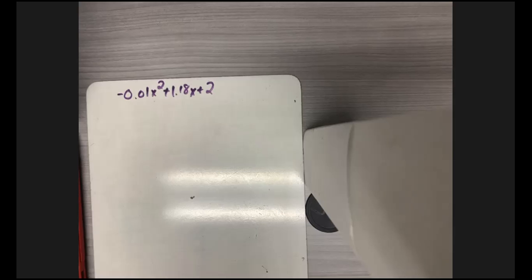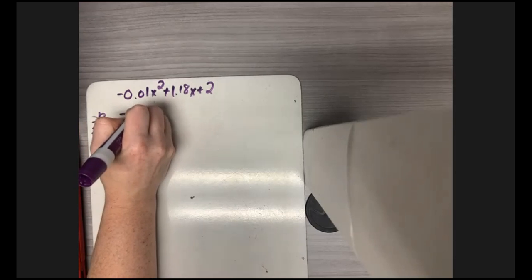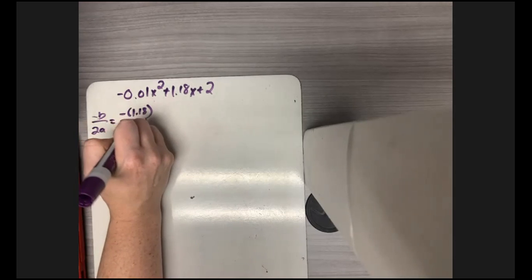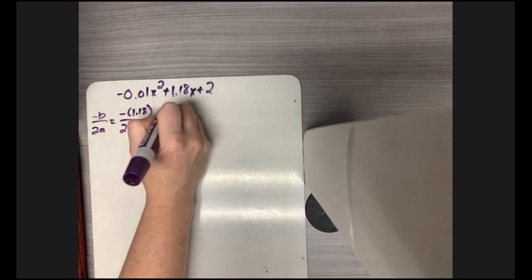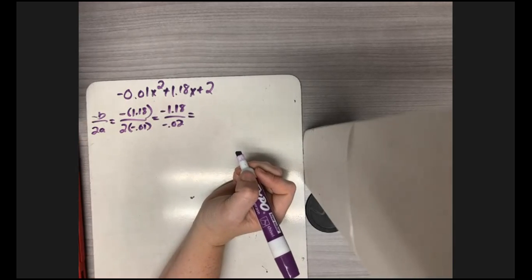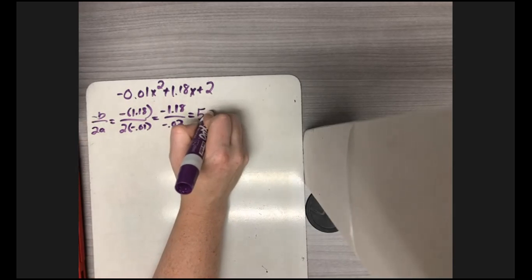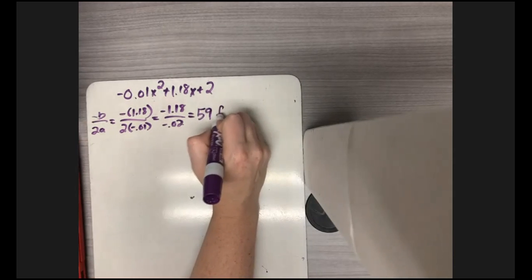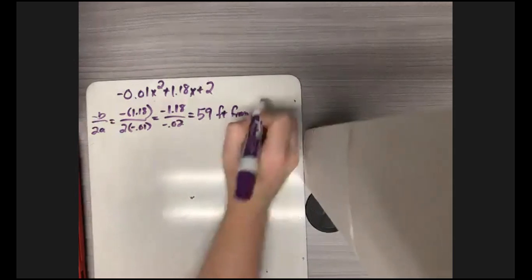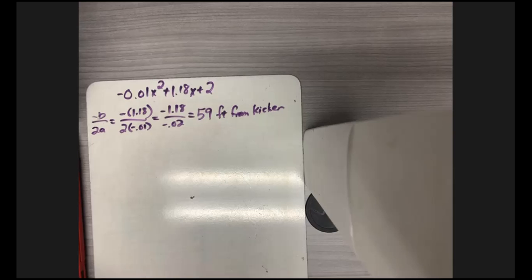Okay, so I've got our equation written down here. The first thing we're going to find is our vertex, so we're going to do negative b over 2a. It's negative 1.18 divided by 2 times negative 0.01, so negative 1.18 divided by negative 0.02. The negatives cancel off to make it positive. Bumping both decimals, we've got 118 divided by 2, which is 59. So this is 59 feet from our kicker. We actually answered the second part of that first chunk first.